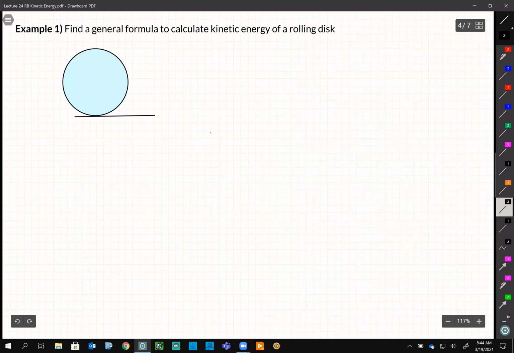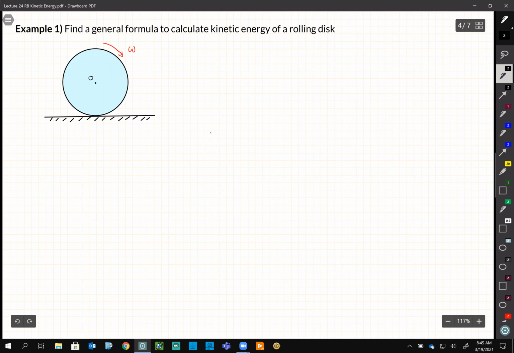So we have the disk on a fixed ground, and it's rolling with the speed omega, right? So this is omega. And we want to find the kinetic energy T for this disk. Let's call the center O, and let's call this point C. I'm going to give you 1 minute to think about it and see how you can solve it.